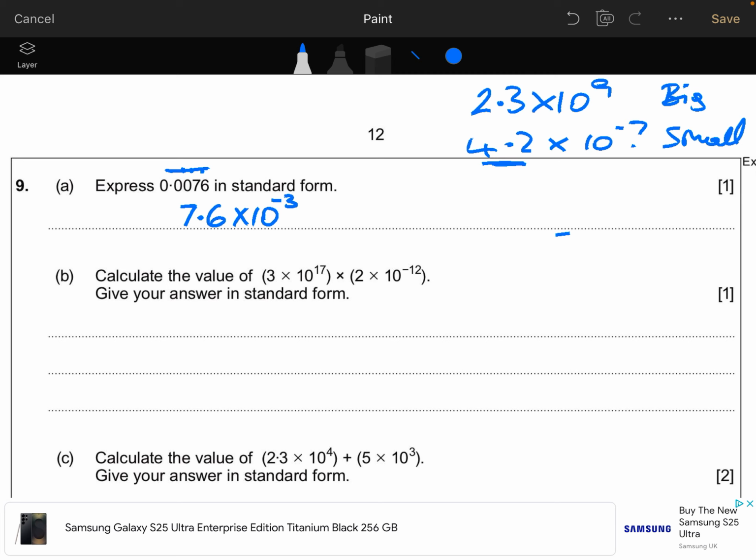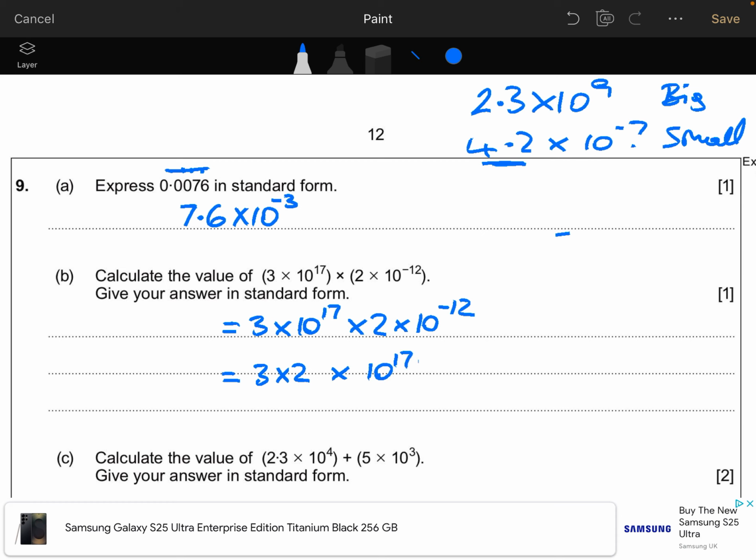Part B is asking us to multiply 2 numbers that are given in standard form. Okay, well, I can remove the brackets here and really write it as 3 times 10 to the 17 times 2 times 10 to the negative 12. That's the same thing. BODMAS does not affect it, so we don't really need the brackets. I can also change the order so that I've got the numbers next to each other. So 3 times 2 times 10 to the 17 times 10 to the negative 12.